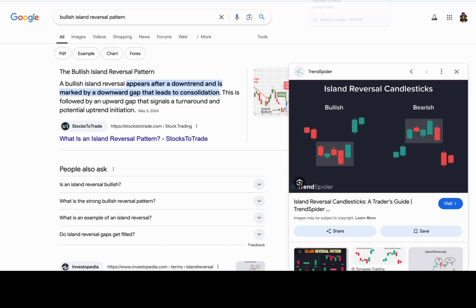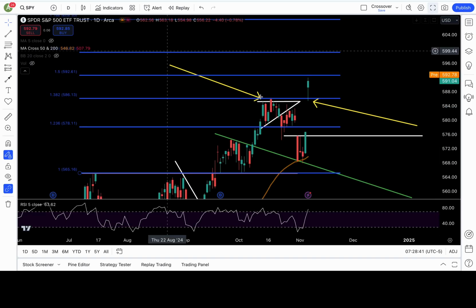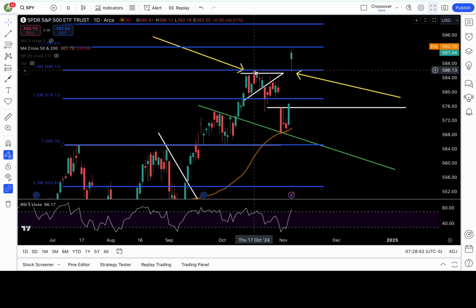Okay, I try to make my videos educational as well. But look here, guys. What is a bullish island reversal? A bullish island reversal appears after a downtrend. So you look at the SPY. Was there a downtrend? Once we hit that previous all-time high in mid-October, we started putting in a lower low and a lower high.